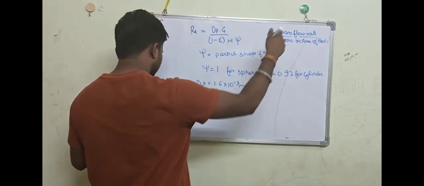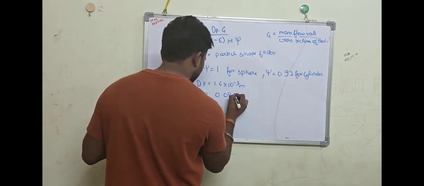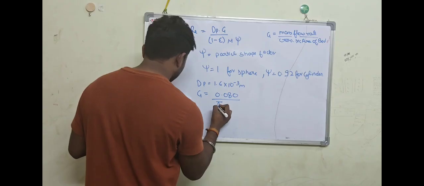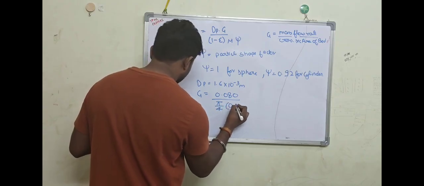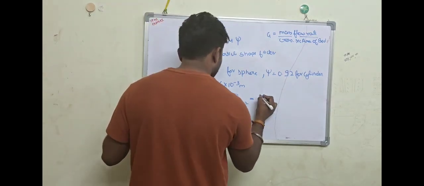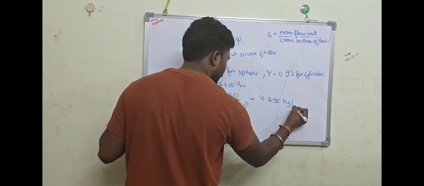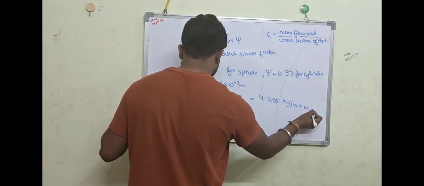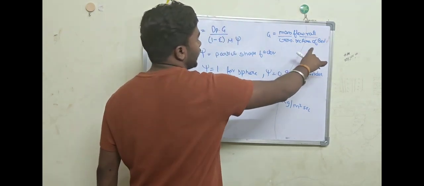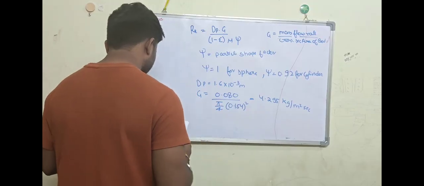G can be calculated from that given formula. Mass flow rate was given as 0.080 and the area of the cylinder, that is the packed bed, can be calculated as pi by 4 into 0.154 squared, which results in 4.295 kg per meter squared per second. We can check from dimensions also: flow rate upon area, so kg per second upon area. So dimensionally it is also correct.